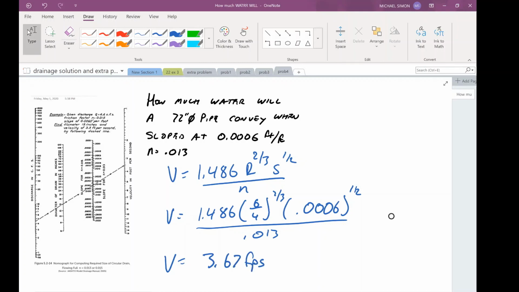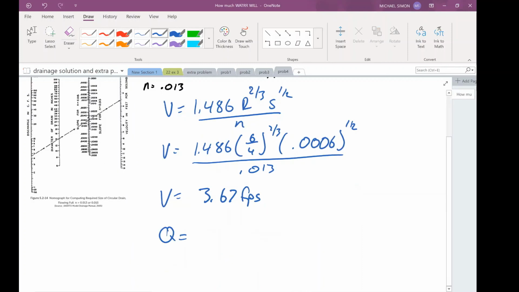To find out how much water that conveys, Q is equal to AV. So Q will be equal to the diameter on this. This is 72 divided by 12. 6 squared pi over 4 times 3.67. Messed that up, 6 times 6 times pi times 3.67 divided by 4, 103.77 CFS. I think that's right.